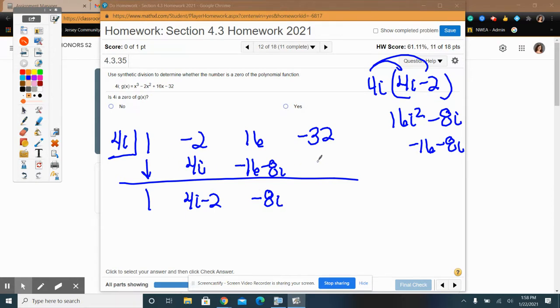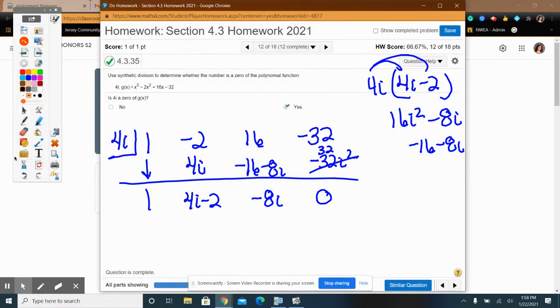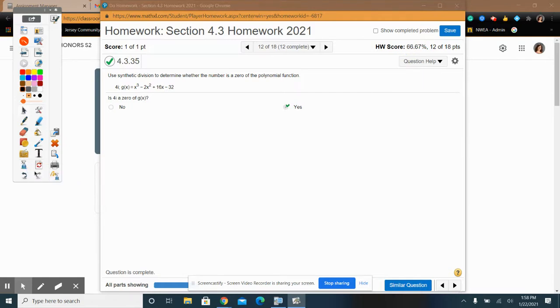-8i times 4i is -32i squared, which is the same thing as +32. And when you add it, you do get a remainder of 0. So 4i is a 0 of that function. Now, I said you could also plug it in if you would have wanted to. And what would that look like?